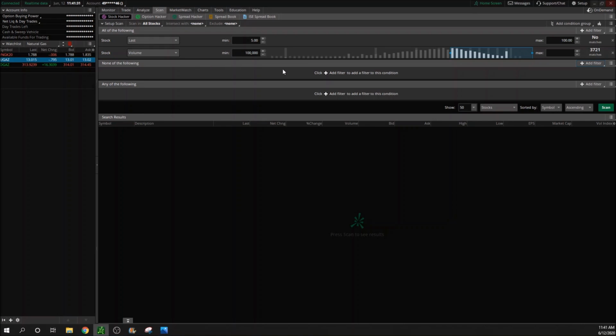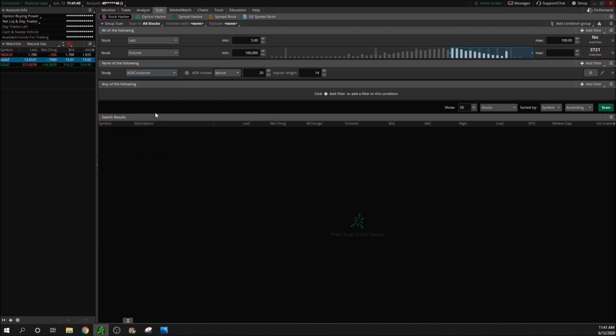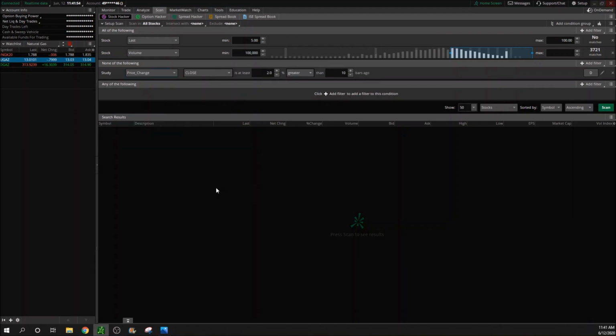All right, and then we're going to add another filter here, and this is going to be a study filter. So we're going to go to study, and what we're going to put this on is price change. So we're going to go down to where it says price performance, and then scroll over to price change. So what this is going to do is show us that a stock is moving.